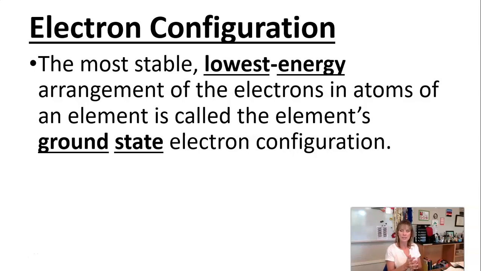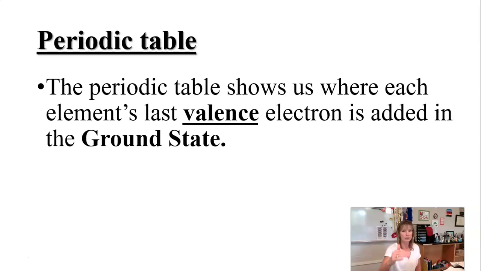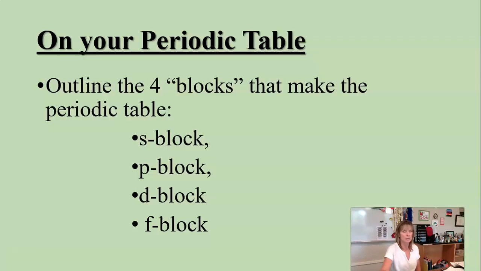The most stable, lowest energy arrangement of electrons is called an atom's ground state electron configuration. Another one of these goofy principles: the Aufbau principle says that each electron occupies the lowest energy orbital available. Remember, the atoms want low energy, so the electrons are going to fill in the lowest energy orbital available, which is the s orbital usually, and then it'll fill up. The periodic table shows us where each element's last valence electron is in its ground state. I know you don't think that yet, but you've got to trust me on this.